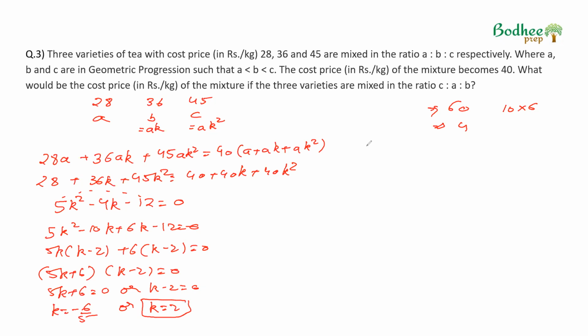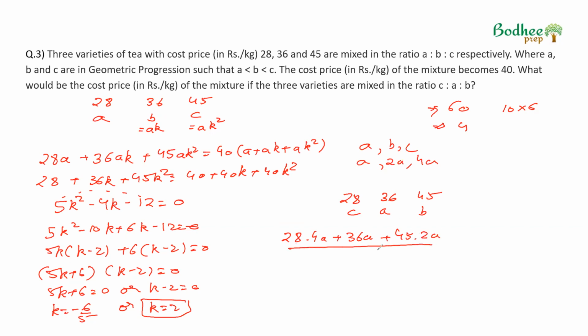Therefore, we can say that if A has a value of A, B will be twice of A, and C will be 4 times of A because K is equal to 2. Now it says what would be the cost price of the mixture if the three varieties are in the ratio C:A:B. So 28 per kg is now taken as C kgs, 36 per kg is taken as A kgs, and 45 per kg is taken as B kgs. So the total price will be 28 into C, which is 4A, plus 36 into A, price into weight, plus 45 into B, which is 2A, upon the total weight, which will be A plus 2A plus 4A.